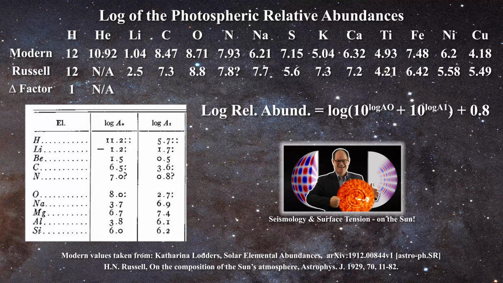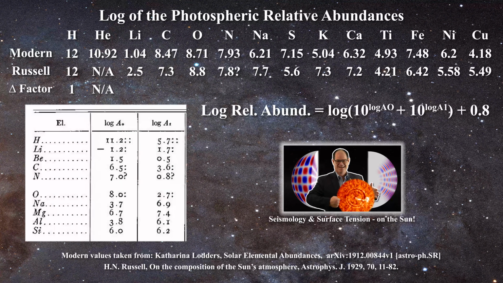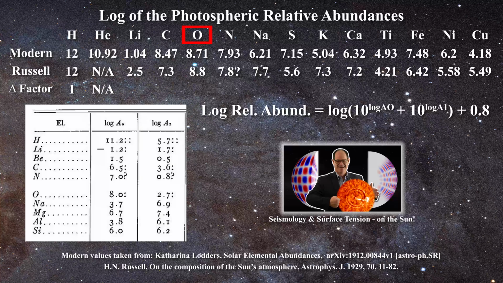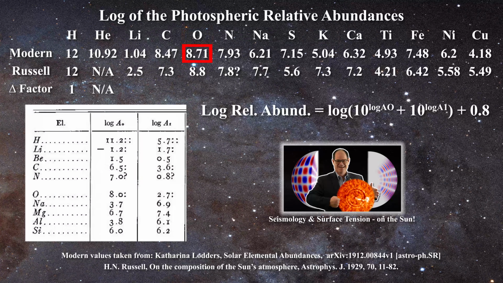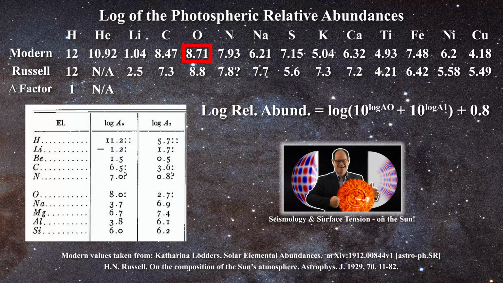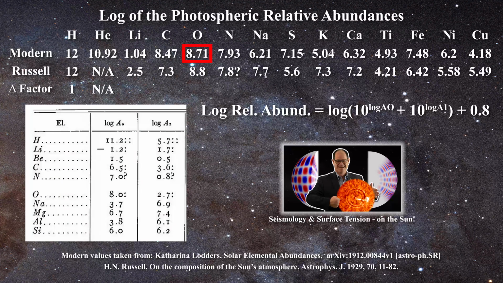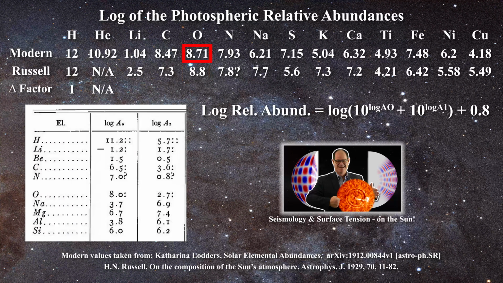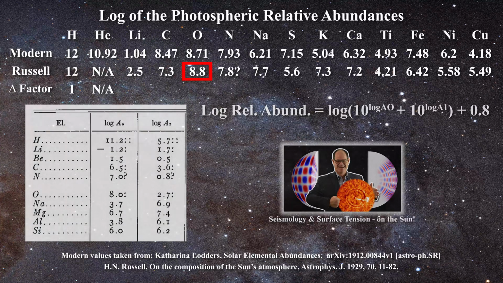Now, to help bring the point home, examine the value in the table for oxygen. This is thought to be the third most abundant element in the Sun, with a modern relative abundance of 8.71. Russell had provided a very similar number. Using our handy equation, Russell's value actually comes out to 8.8. One would say that the numbers have not changed too much.